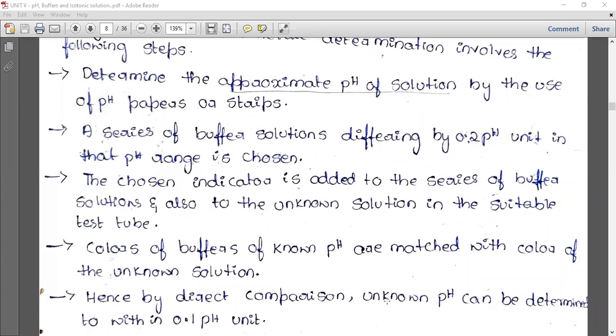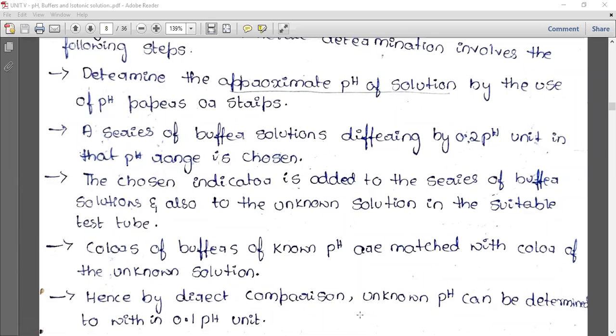Probably it might be around 9.8 or 9.6, anything. So whichever color of the buffer solution we have prepared is matching with that of the unknown, we come to the conclusion that that is the pH of the unknown solution. So this is nothing but a comparison method or comparative method. Since we are comparing the color of the standard, that is the buffered standard we have prepared, with that of the unknown solution, this is a comparative method.